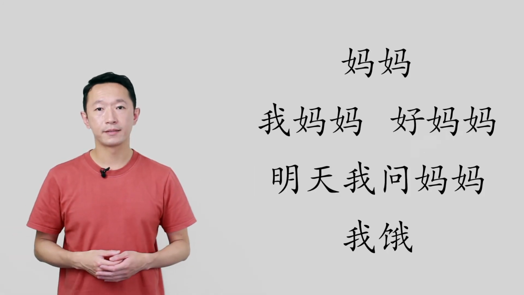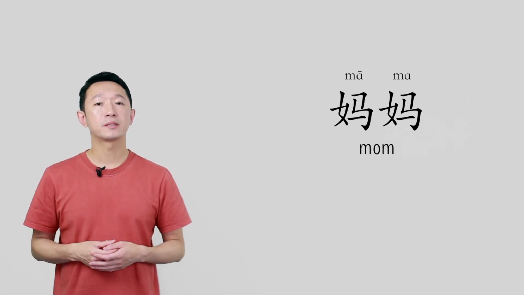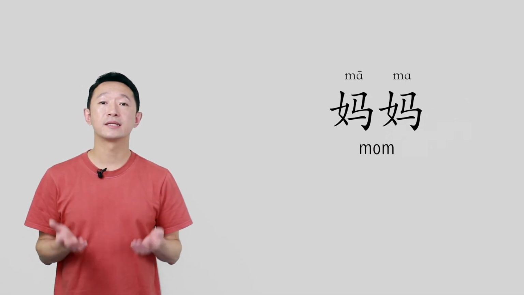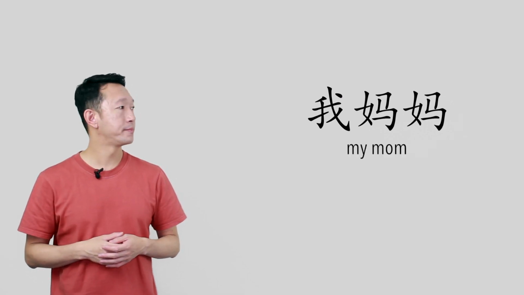Now please pause your video and try to read some words, phrases, and sentences for yourself. Let's read them together. 妈妈, Mom. The second ma in this word should be pronounced as neutral tone. 我妈妈 means my mom. 好妈妈 means good mom.